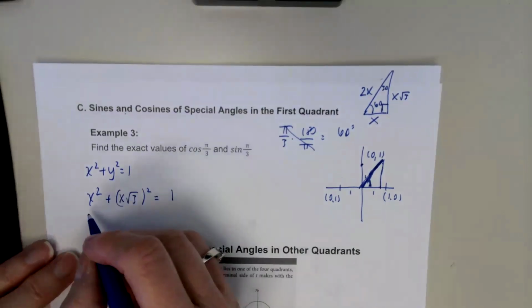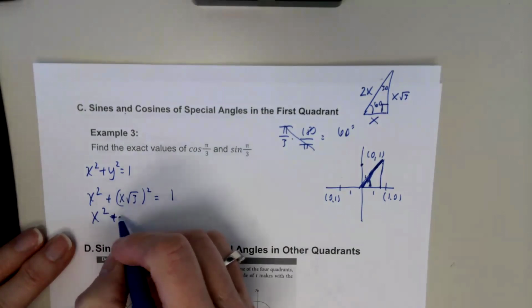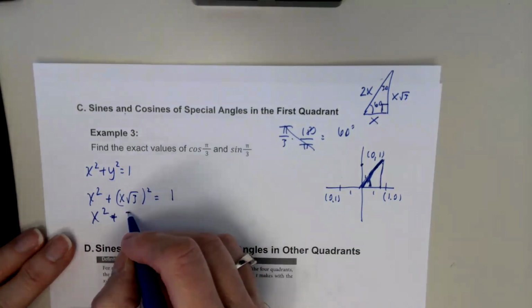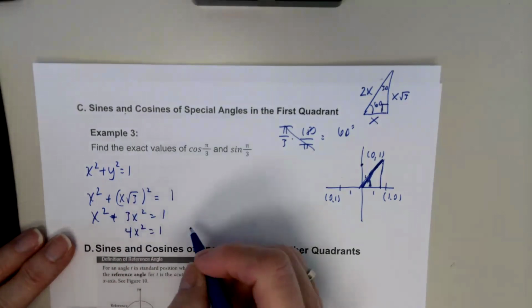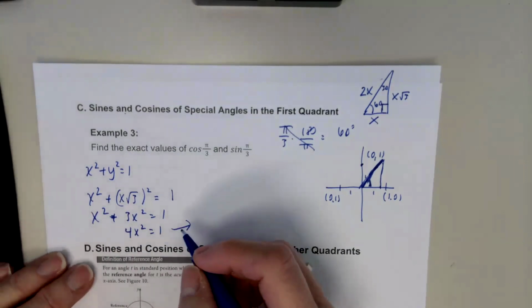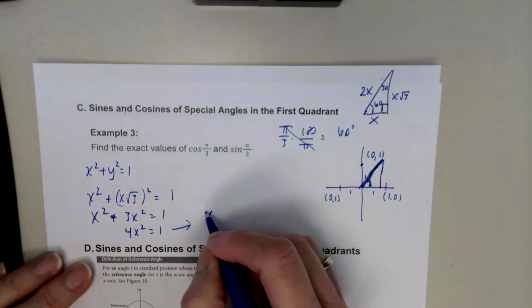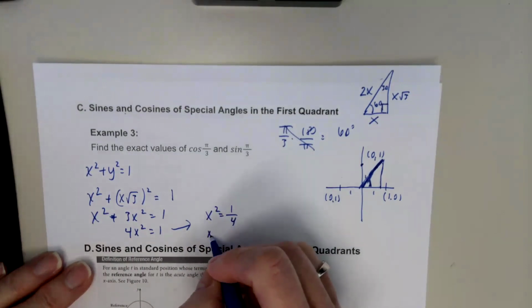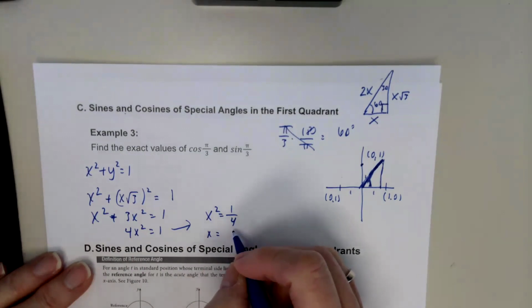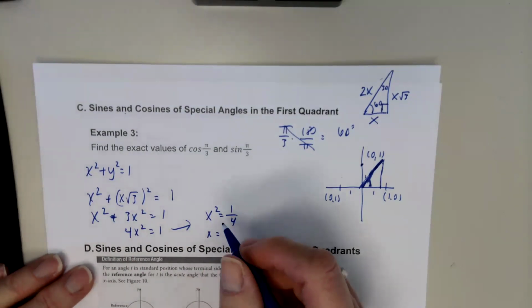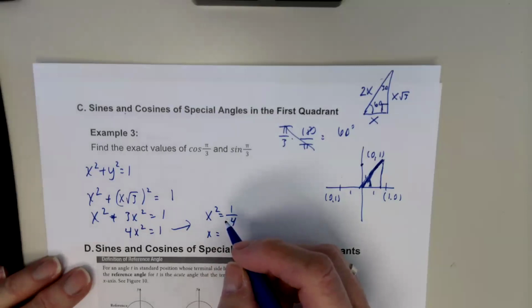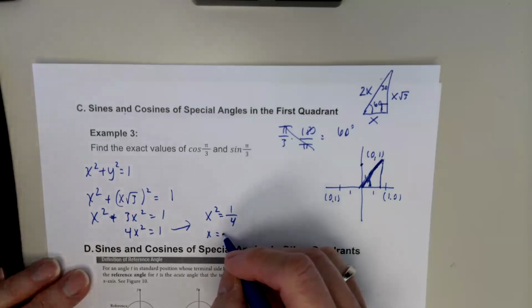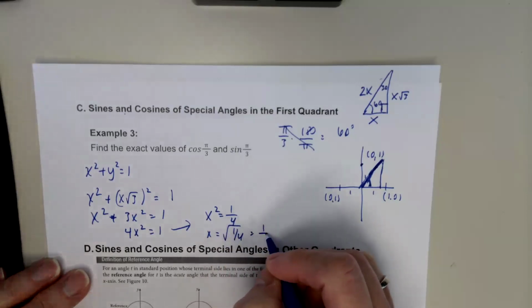And so we have x squared plus the square root of 9, or 3 squared equals 1. So we have 4x squared equals 1. So we have x squared equals 1/4. So x equals the square root of 1/4, which is 1/2.